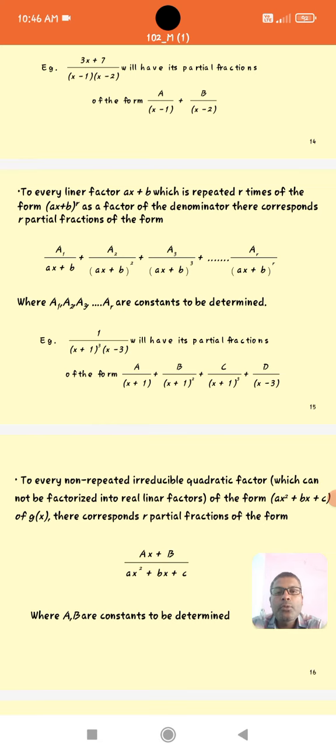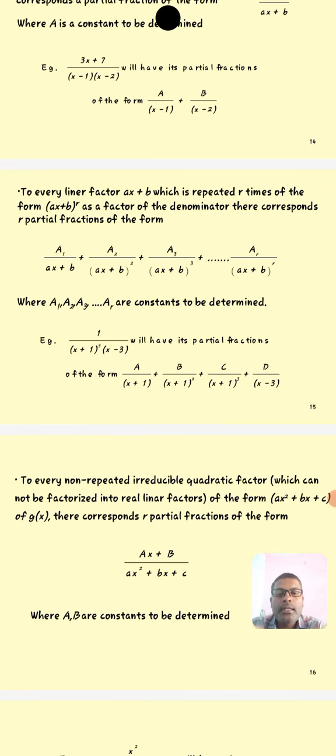Okay, here the two methods are completed. You observe the first one is a non-repeated linear factor, the second one has repeated and non-repeated linear factors. Whenever a non-repeated linear factor is there, directly we have to write a by something and b by something, and again when a repeated linear factor is there, we have to write a by x plus 1 plus b by (x plus 1) whole square plus c divided by (x plus 1) whole cube plus d divided by x minus 3.